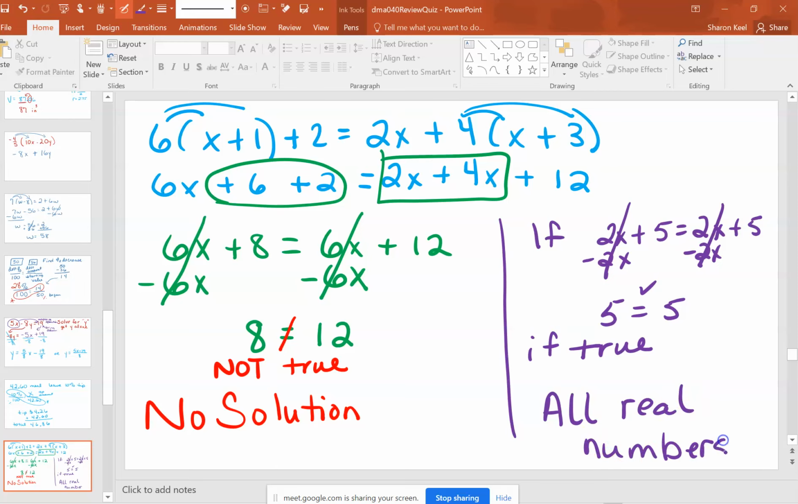And on your test, it's going to be one or the other. Either they're going to match here, and it's going to be all real numbers. If you have different answers, it's going to end up being no solution. Okay?